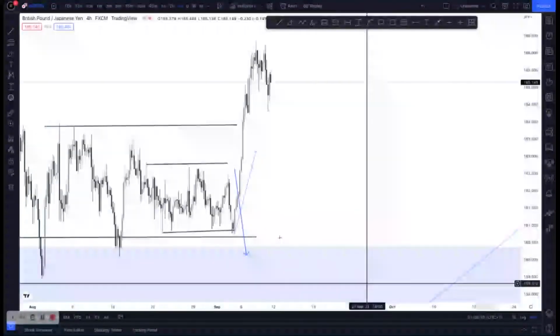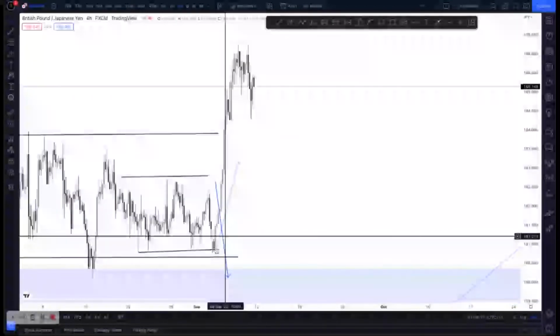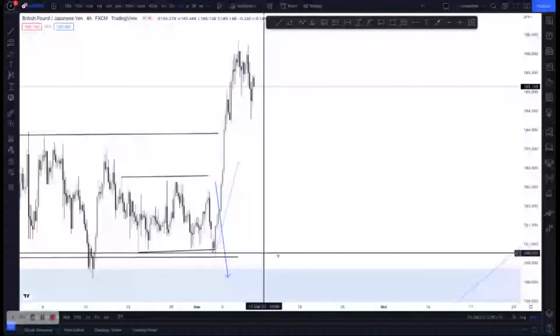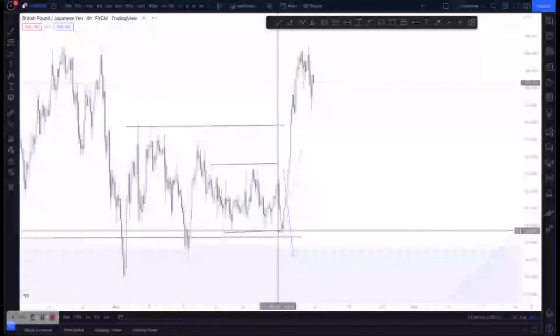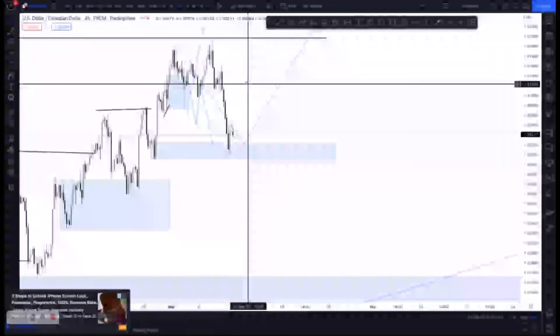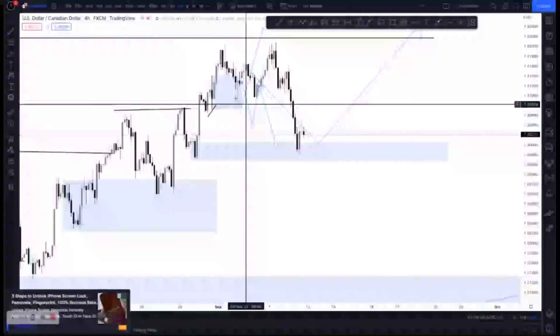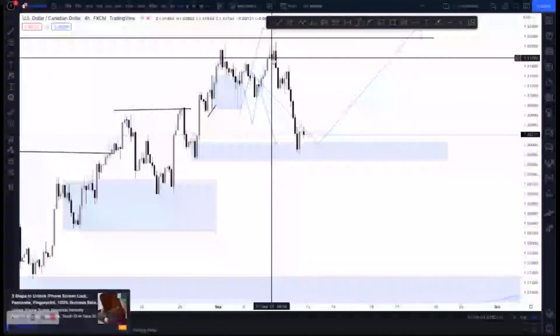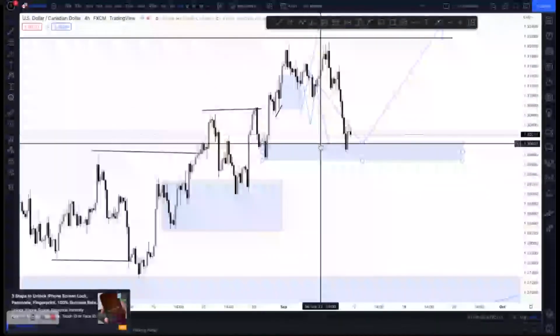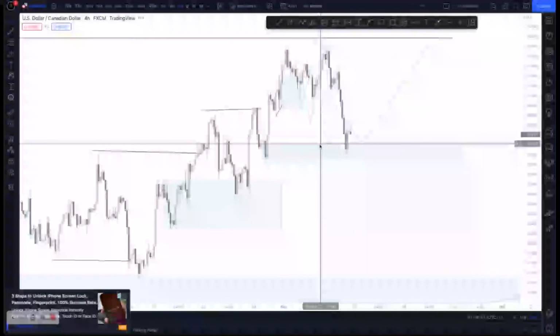Then on the GBPJPY, as expected, we were stuck in this range, and what was expected was either the market has an explosion to the upside, which the market did, or an explosion to the downside. Next, we have the USDCAD, where I expected the market to give a push to the upside. As long as the market was still above this demand zone, the market gave a reaction to the upside, which it did, and also took out the zone and gave a reaction to this level, which is what's happening.